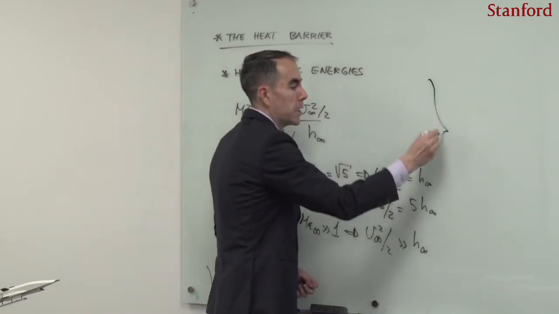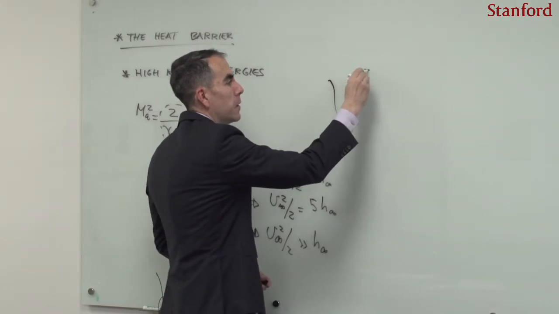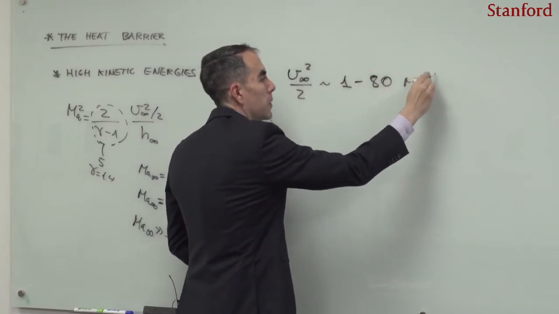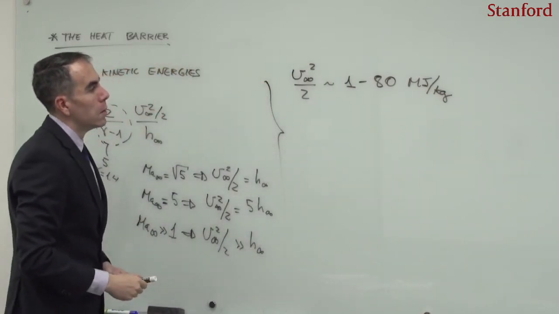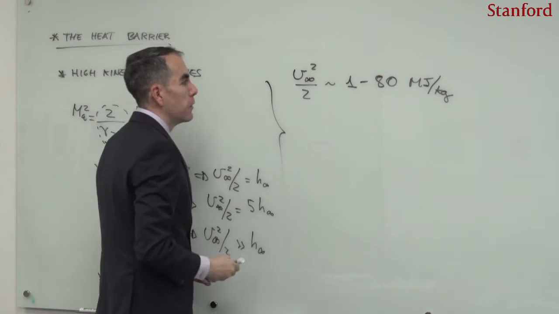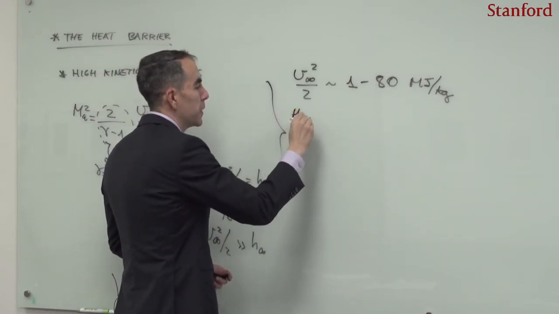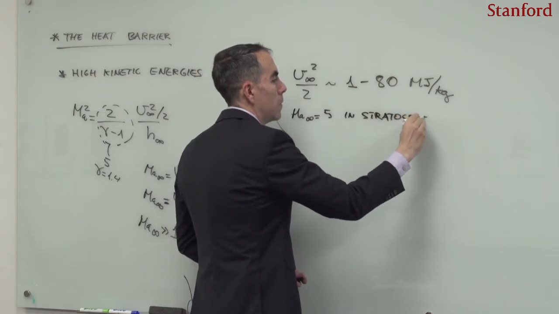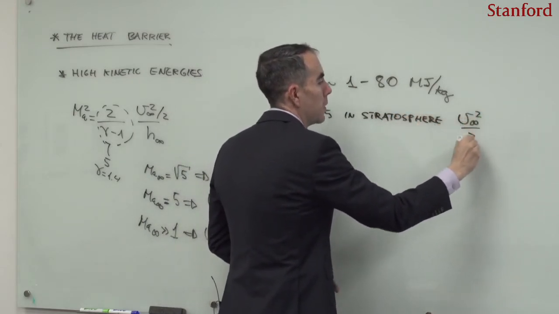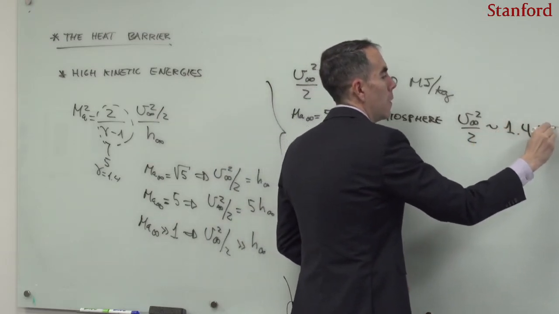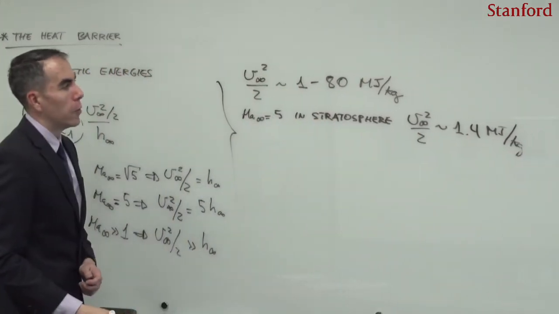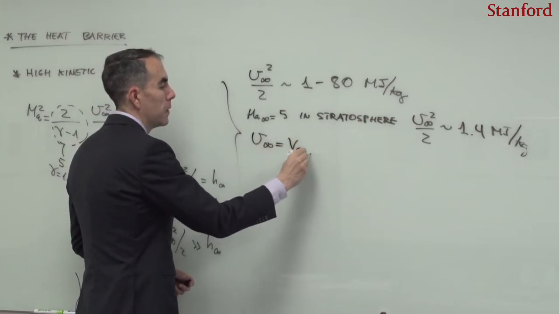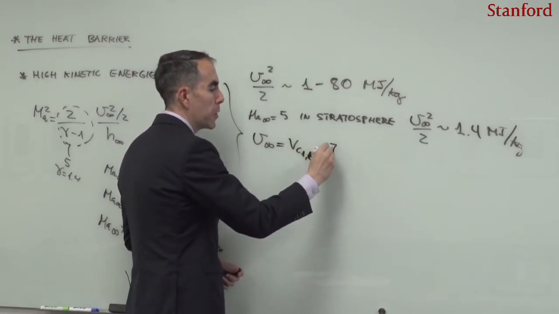So let's put some examples. In hypersonics, the typical specific kinetic energies that we handle are of the order of 1 to 80 megajoules per kilogram. Just to give you some particular examples, if one takes, for instance, conditions of Mach 5 in the stratosphere, the specific kinetic energy is about 1.4 megajoules per kilogram. If one takes the circular orbital velocity, so that is to say the first cosmic velocity, that will be 7.9 kilometers per second.